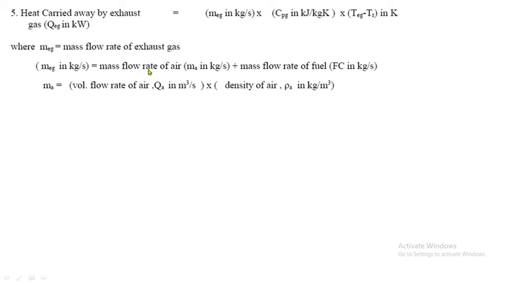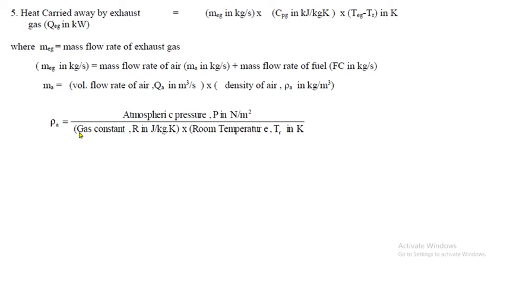Here the unknown is the mass flow rate of air. We can calculate the mass flow rate of air from mass equals volume flow rate of air in meter cube per second into density of air. Here both data, Qa as well as the density of air, are unknown. For that, the general formula is density equals atmospheric pressure divided by gas constant into room temperature.